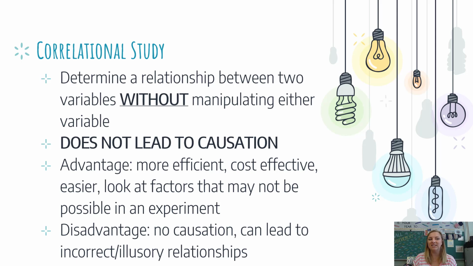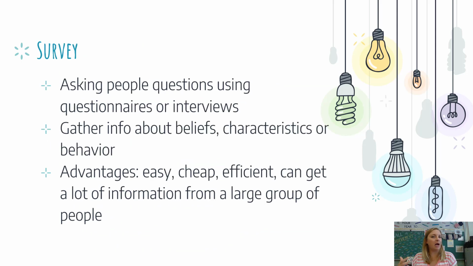And what this means is that we see some sort of relationship when there isn't actually a relationship there. In order to carry out correlational studies, we sometimes use different techniques in order to figure out some information. One of the best and easiest ways to gather information about people is using a survey. And this can be through a questionnaire or an in-person interview with someone. And really, this is our chance of gathering information about someone's beliefs, characteristics, or behaviors. This is super easy, it's cheap, it's efficient.